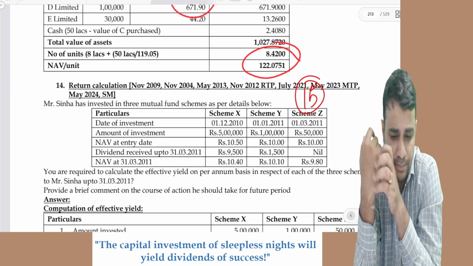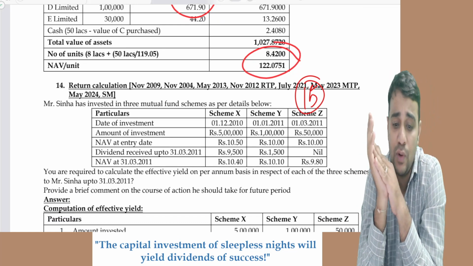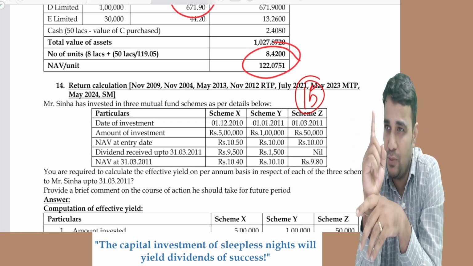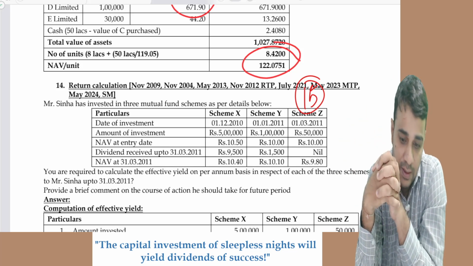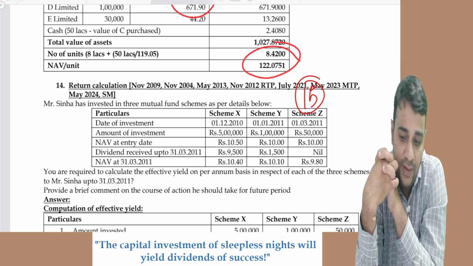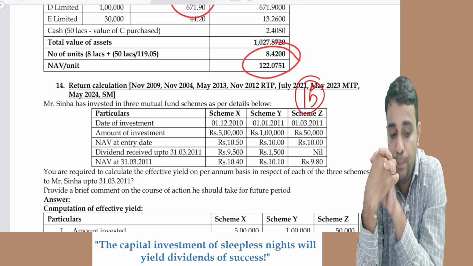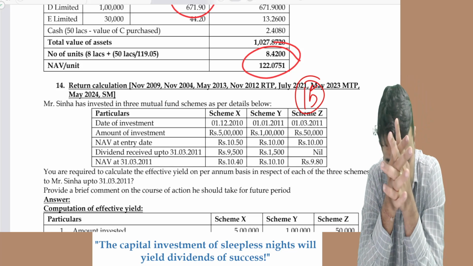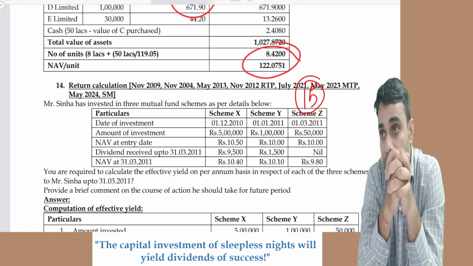Let's come to question 14. Mr. Sinha has invested in 3 mutual fund schemes as per details given below. We will do it together, but I will do only one scheme, Scheme X. I'm not going to read Scheme Y or Scheme Z. Date of investment, amount of investment, NAV at entry date, dividend received up to 31/3/2011, NAV at 31/3/2011. You are required to compute the effective yield on per annum basis in respect of each of the 3 schemes. Provide a brief comment on the course of action.